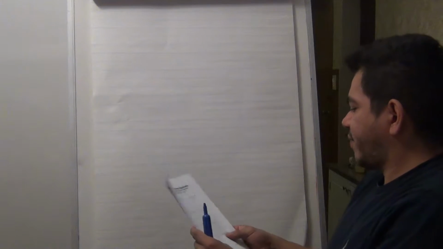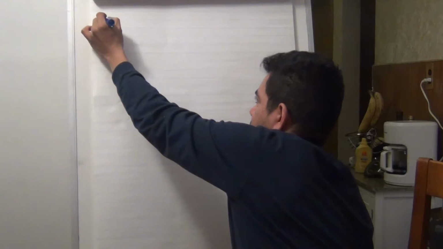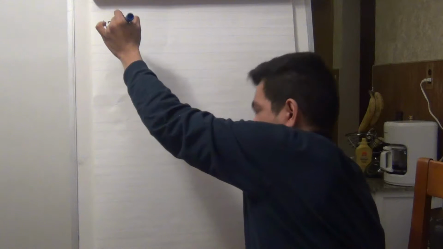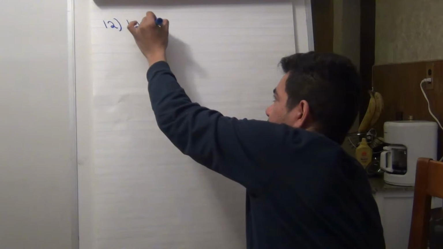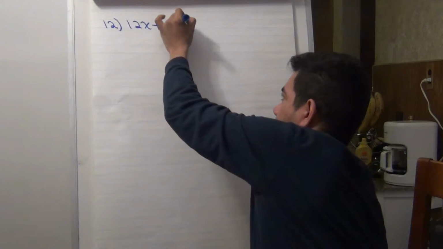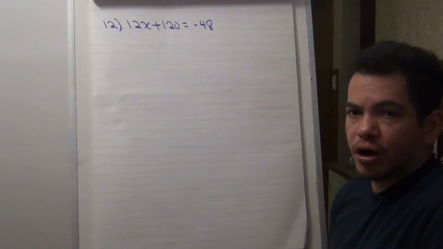Okay, 12x plus 120 equals negative 48. So this is equation number 12, and we have 12x plus 120 equals negative 48. I hope you can see it.